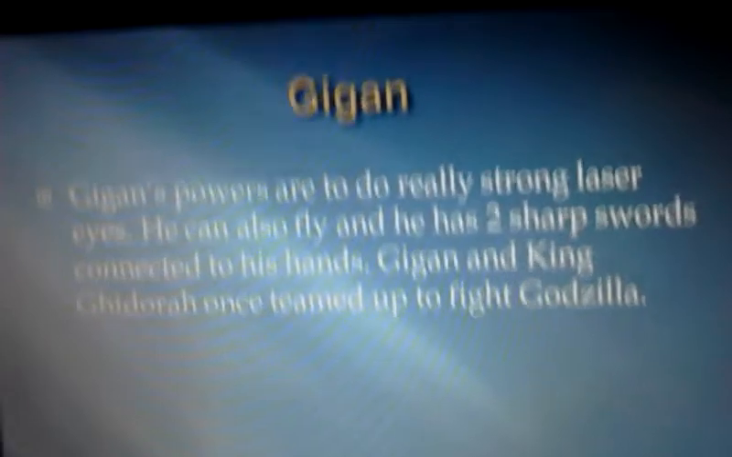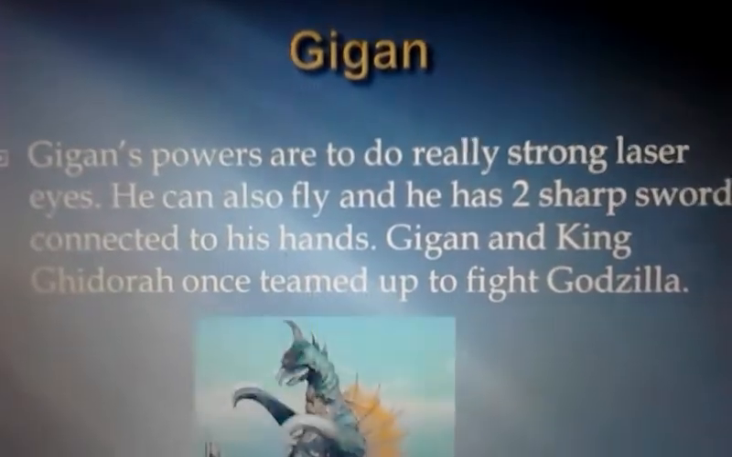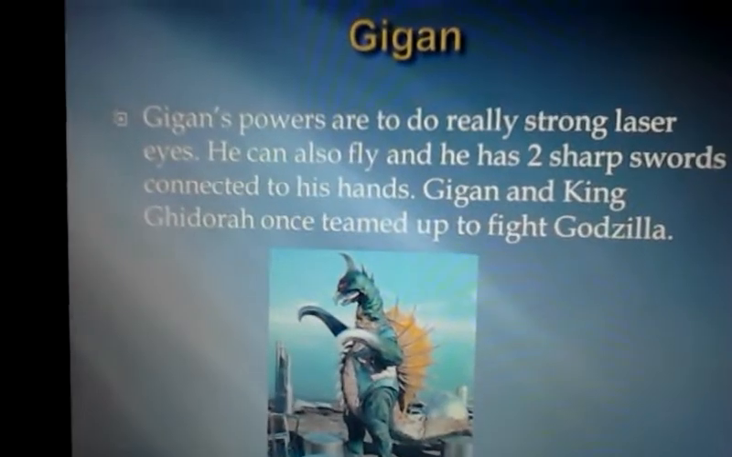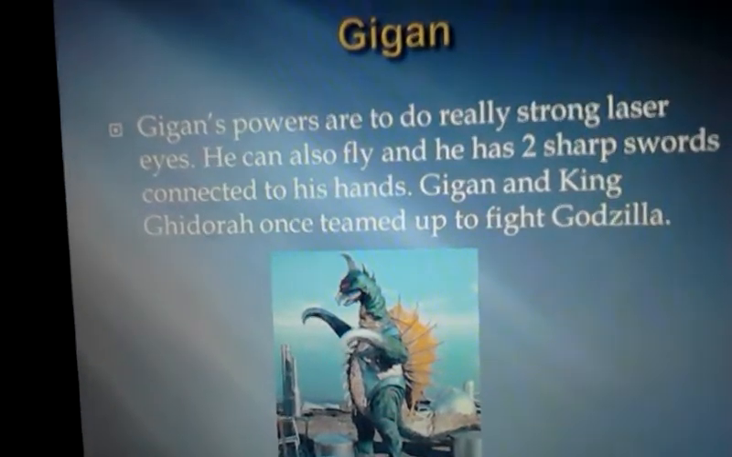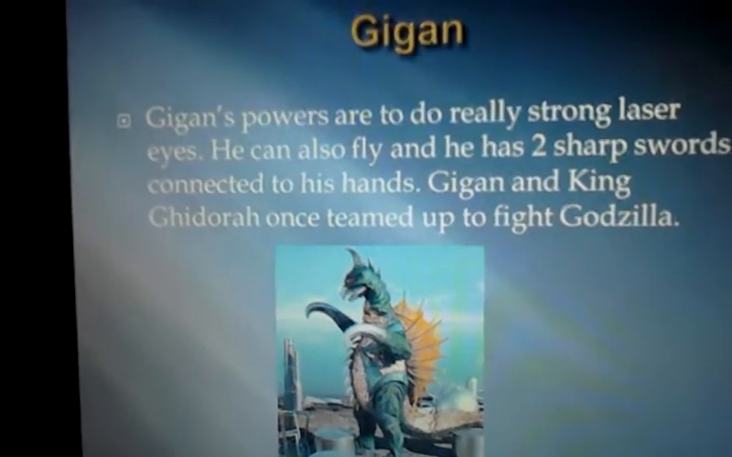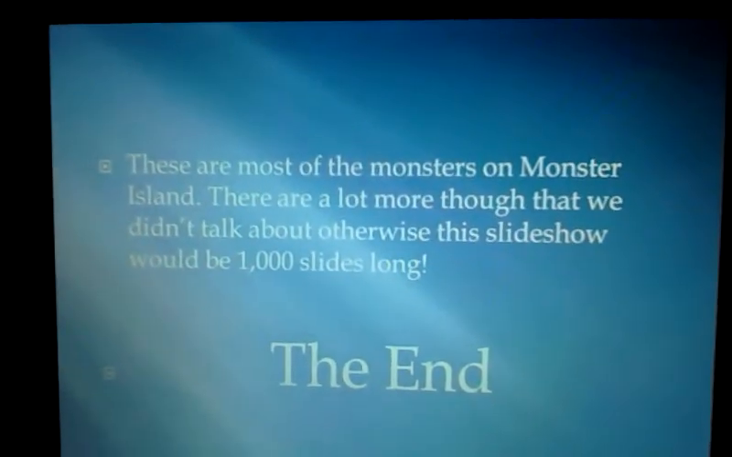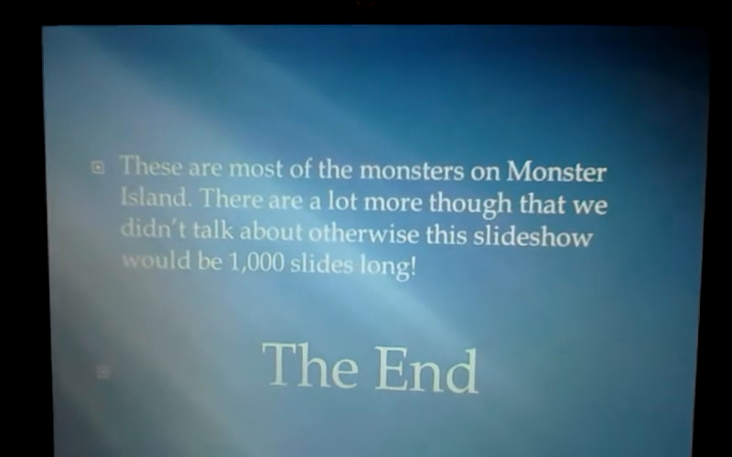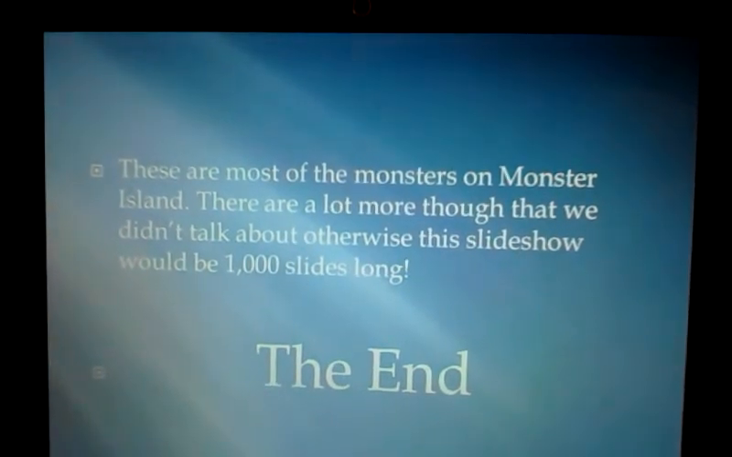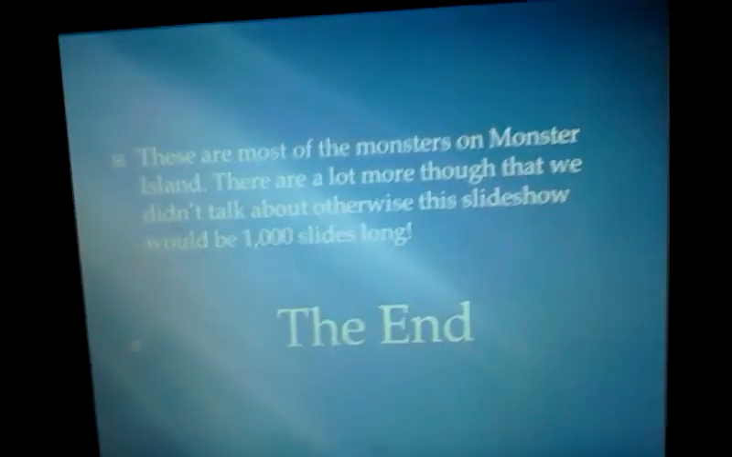This one is one of our final monsters, Gigan. This is the picture I chose for him. I think the animation for that one, when the picture appeared, was just a random one. Now this is the ending page. We just wrote a little about how we didn't list all the monsters in here. Otherwise, it would be super duper long. The end.